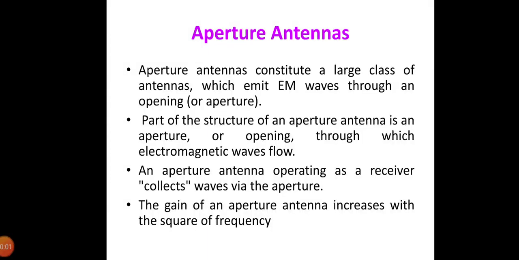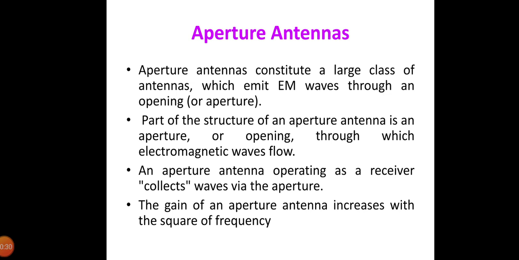Welcome to this presentation. In this module, let us have an insight into aperture antennas. In aperture antennas, part of the structure is an aperture or opening through which electromagnetic waves flow. An aperture antenna operating as a receiver collects waves via the aperture. This is unlike in acoustics, the megaphone and the parabolic microphone, which uses a parabolic reflector to focus sound waves on a microphone at the focal point.